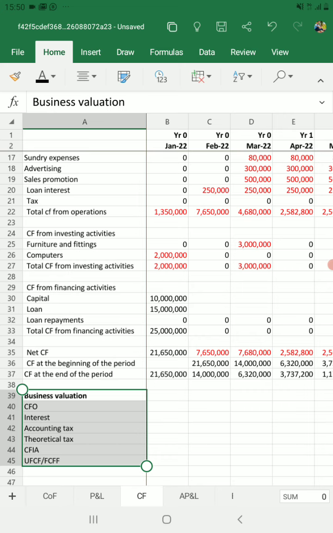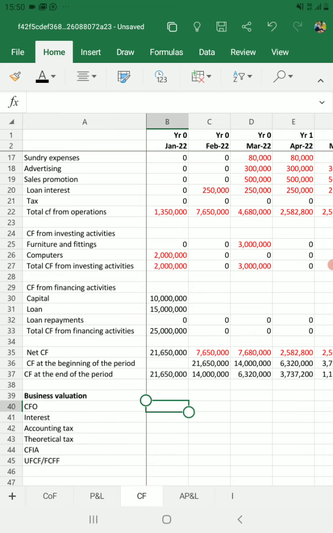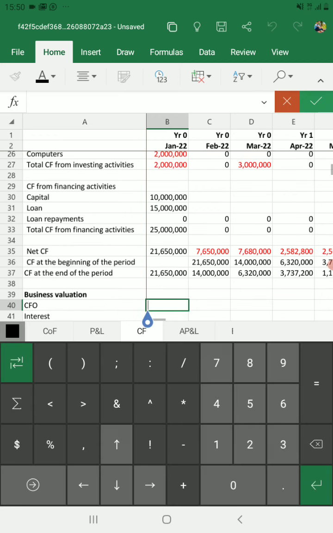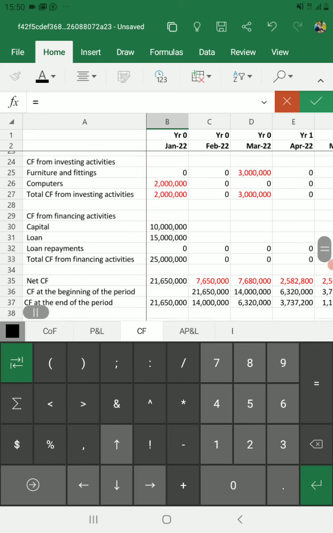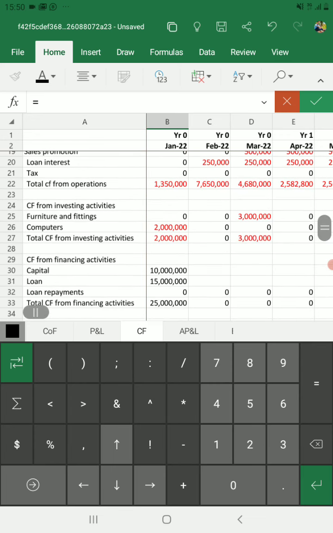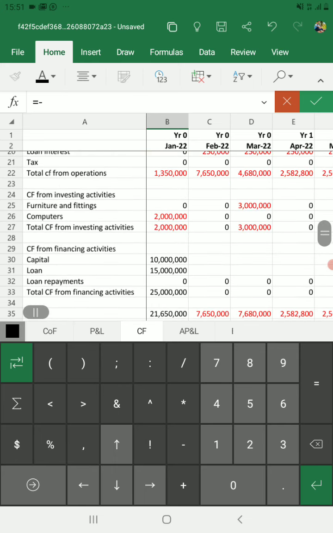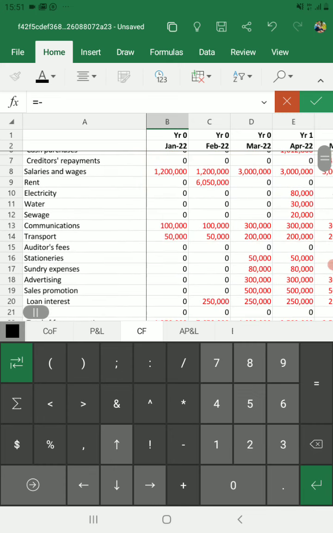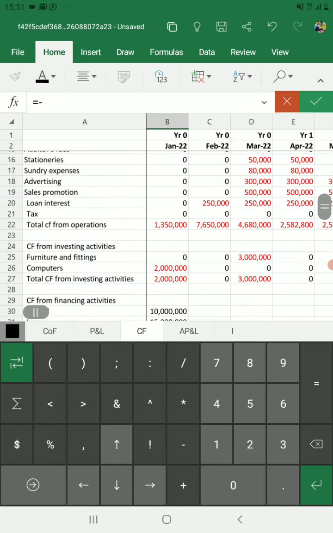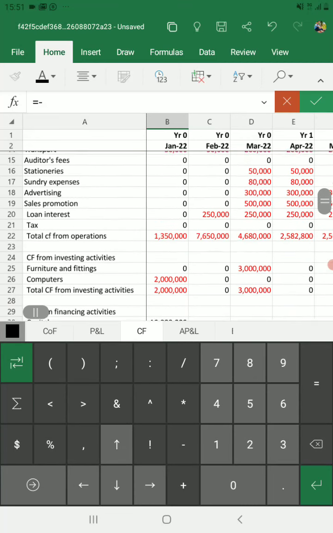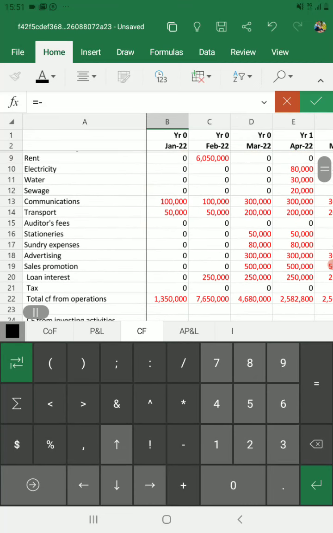Okay, so we start with cash flow. In this case I double tap to put the formula here, start with an equal sign, and the total cash flow from operations in January, this figure, press enter. Interest: I start with an equal sign and then a negative to turn it back to positive. We add it back. So the loan interest here, press enter.